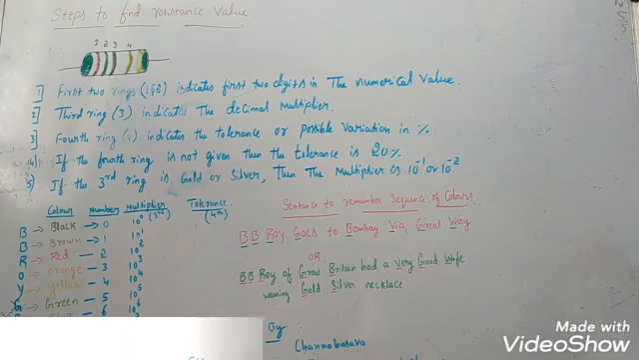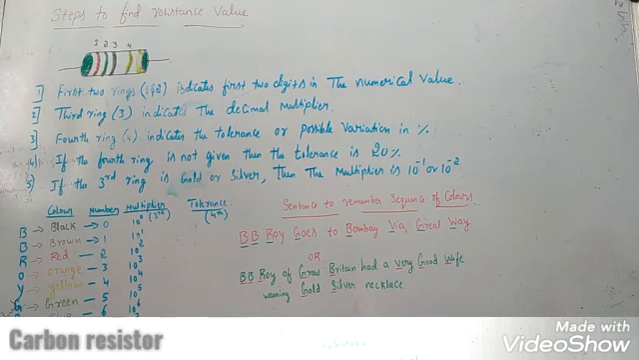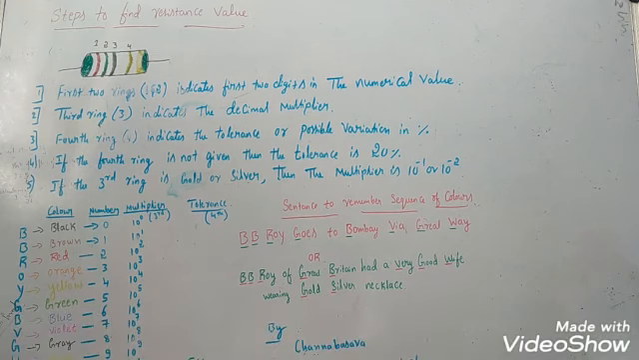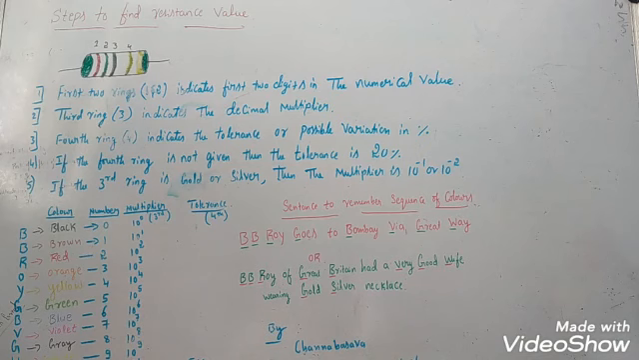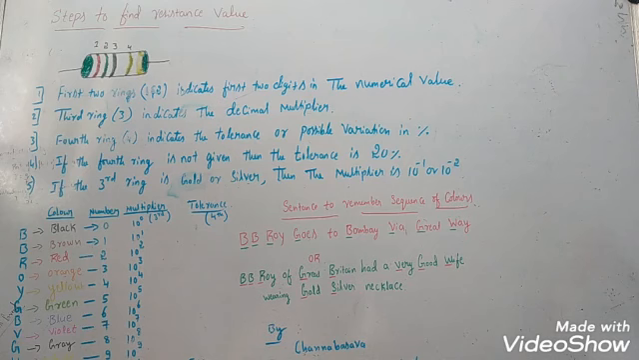Coming to the carbon resistor, these are resistors made up of carbon, cylindrical in shape, and they are provided with two wires for the electrical connection. They are cheap and compact, and very widely used in electronic circuits. Their length is a few centimeters and diameter is a few millimeters.